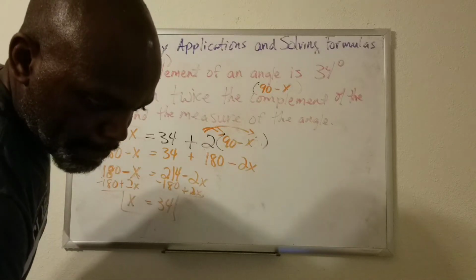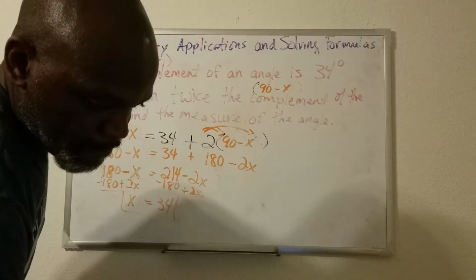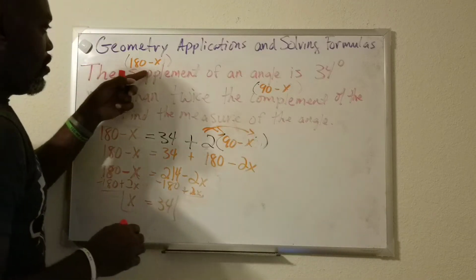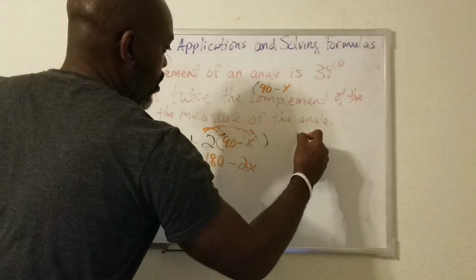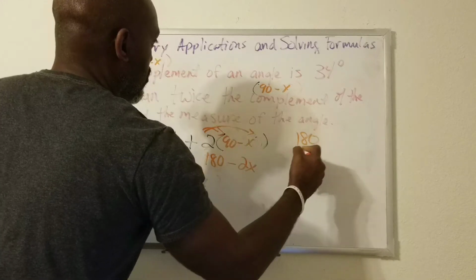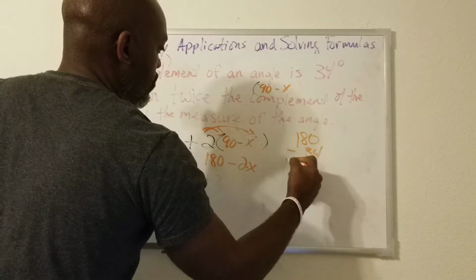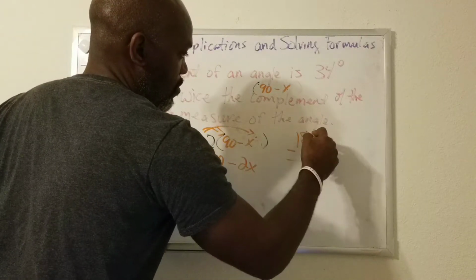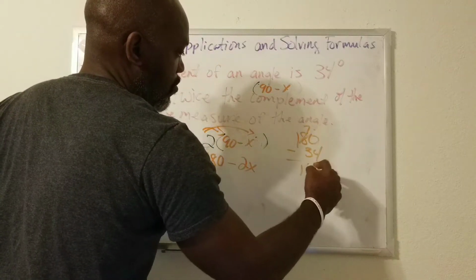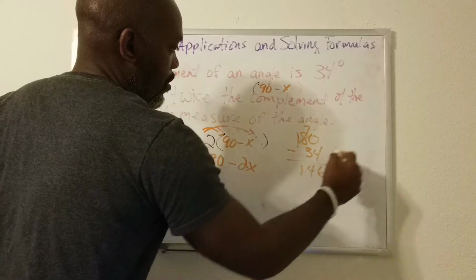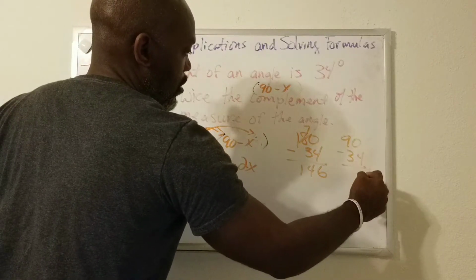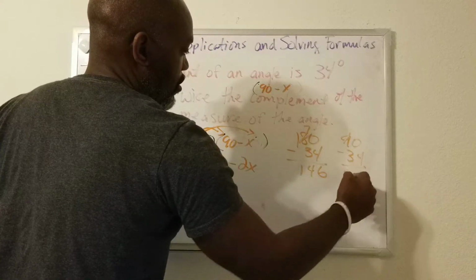Okay. So this angle is 180 minus 34, and that's going to be 146, and the other one is 90 minus 34, and that's going to be 56.